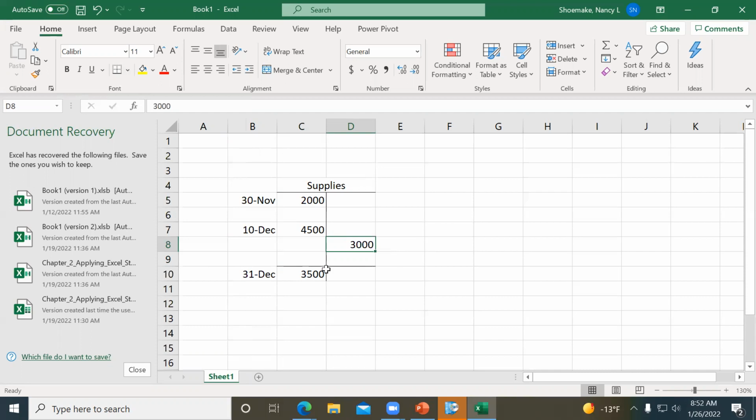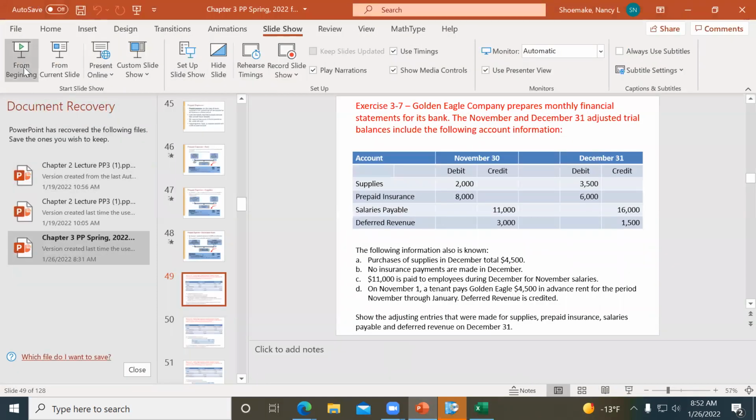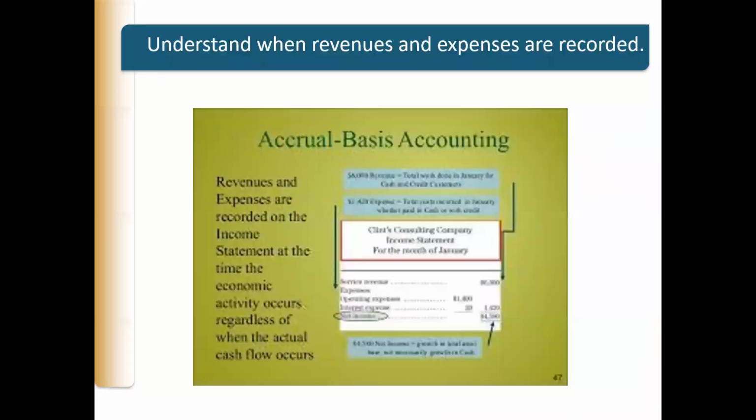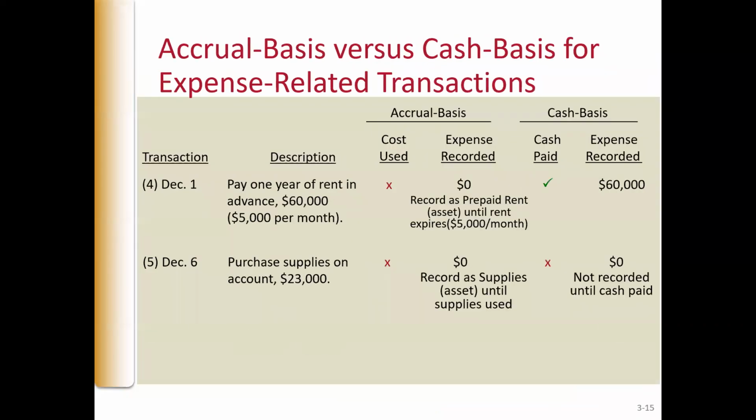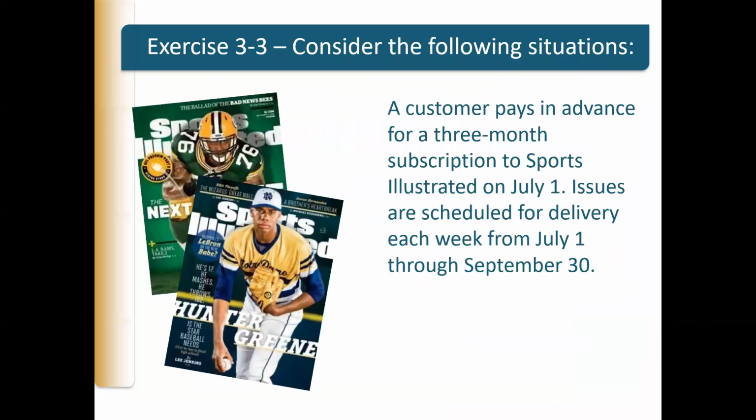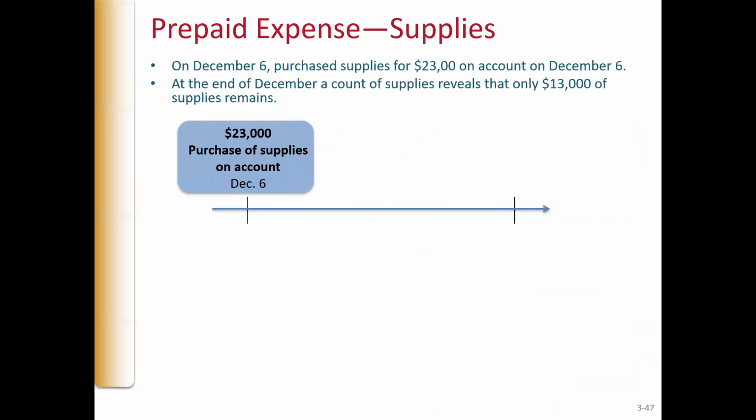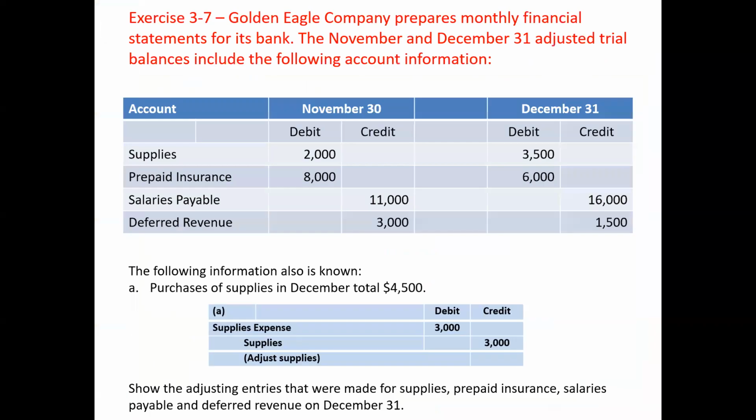And so we would create this journal entry of 3,000 to show that we've used up the supplies. So in this example, we would debit our supplies expense for 3,000 and we would credit supplies for 3,000 because we've used them up. They have become an expense. They are no longer an asset. That would be the adjusting journal entry.